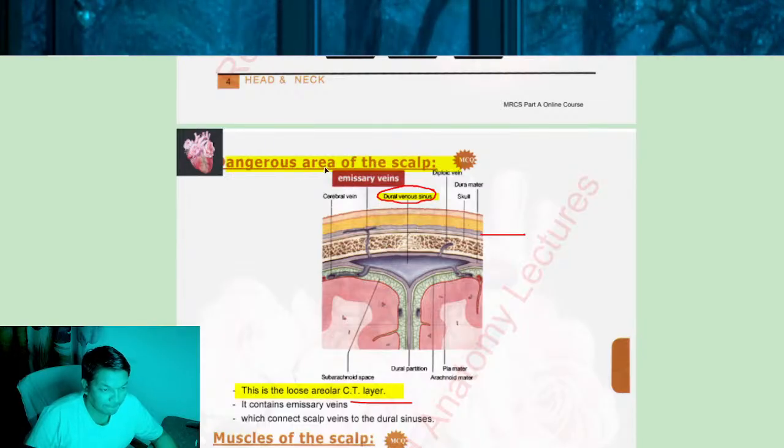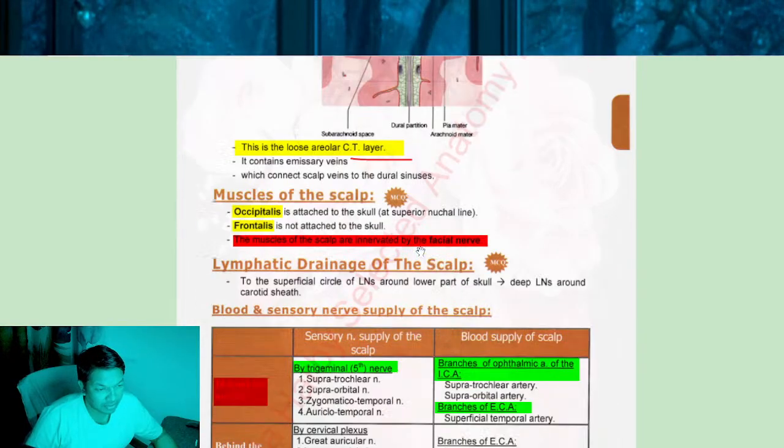See, this is the dangerous area of the scalp, the emissary vein. Emissary vein, dangerous area of the scalp.